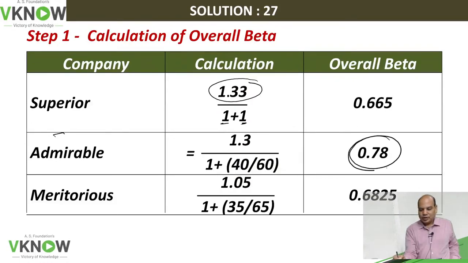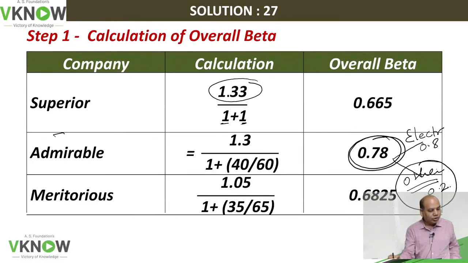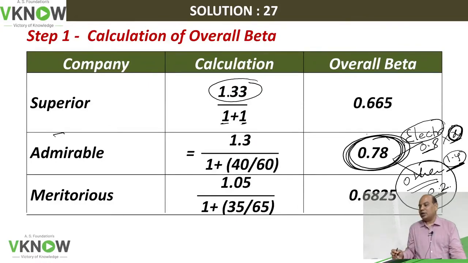This 0.78 is the weighted average of two businesses, electronic business and other. And their weightage is 0.8, 0.2. And the overall beta of other business is also given, which is 1.4. So you have to find the overall beta of electronics business. 0.8 into X plus 0.2 into 1.4 is equal to 0.78.